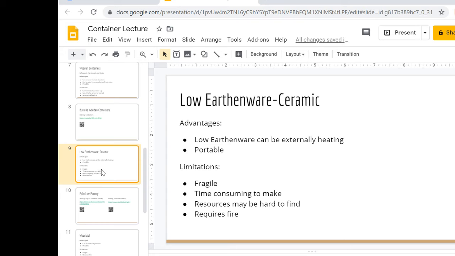So low earthenware can hold external heating enough to boil. You wouldn't want to leave it on there too long, but it can be boiled externally or heated externally, and it's portable. Limitations, it's fragile. And the main limitation is it's time consuming to make. You got to have the right resources. It requires fire.